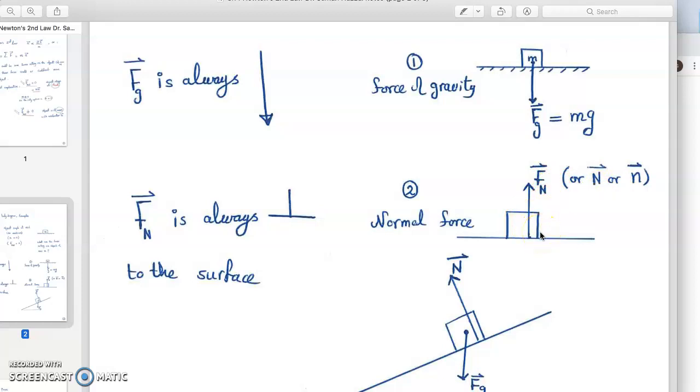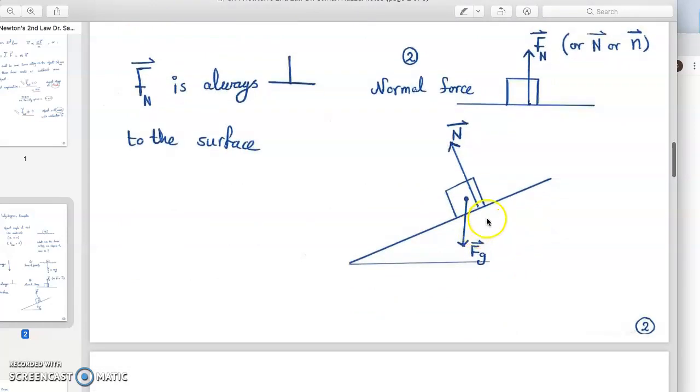And to show this more clearly, I brought for you an inclined plane. What is the meaning of inclined plane? The plane which is not simply horizontal. It is a plane with an angle of theta with the horizontal. All right. We can see that even though the plane becomes inclined, this is our object M, and the gravitational force F sub g is downward. It's downward.